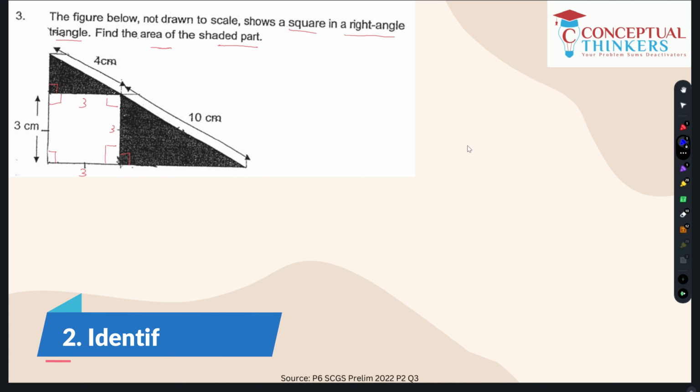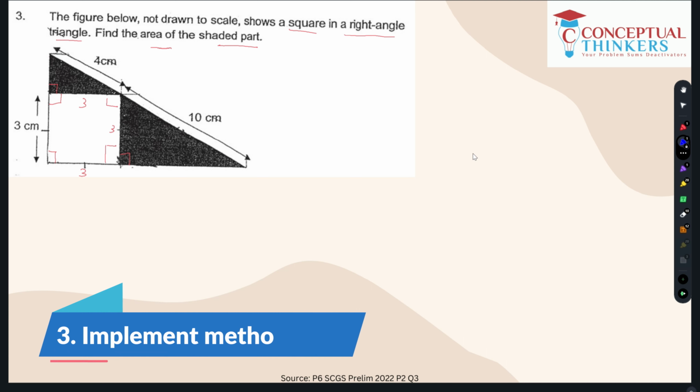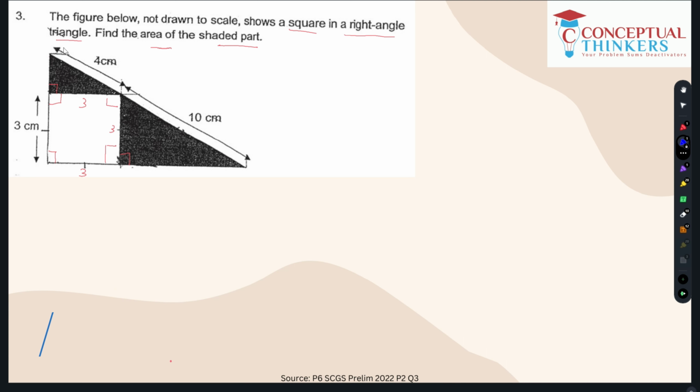It's pretty straightforward to identify the concept here. They are trying to test us on area and perimeter of this diagram. Next, we're going to implement the steps to solve the question. I need you to focus on this line here. This is a straight line. How do we know that this is a straight line? Because they say that this shape is a right angle triangle, so this has to be a straight line.